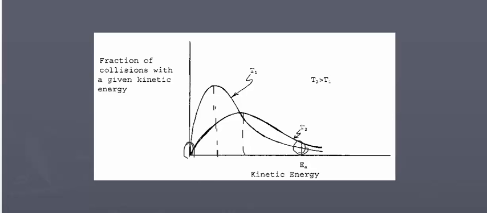So the average kinetic energy is greater for T2, and that makes sense because T2 is a greater temperature. But even at T2, some molecules have really low kinetic energy, some have really high. At T2, you'll notice that more molecules have the necessary activation energy. This activation energy is just arbitrarily put right here. But at T2, higher temperature, more molecules have enough kinetic energy for the reaction to proceed. That necessary energy barrier will be overcome.